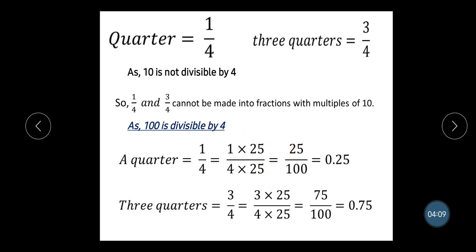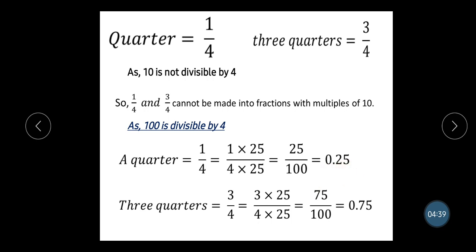So, let's take first the quarter, that is 1 upon 4. A quarter, 1 upon 4, is equal to 1 into 25 upon 4 into 25. We will get 25 upon 100. That is equal to 0.25. How did we get 0.25? We will write our major number, that is 25. In 100, we can see there are two zeros. So, from behind we will put two decimal points. That is, we will get 0.25.